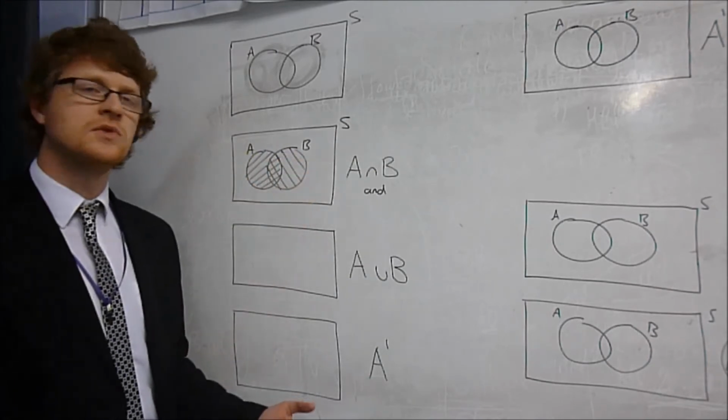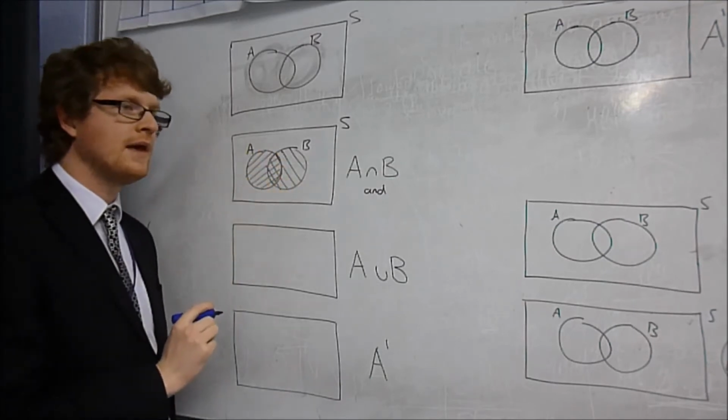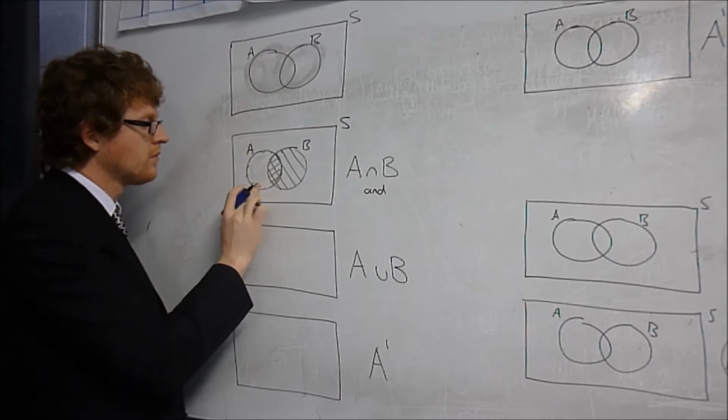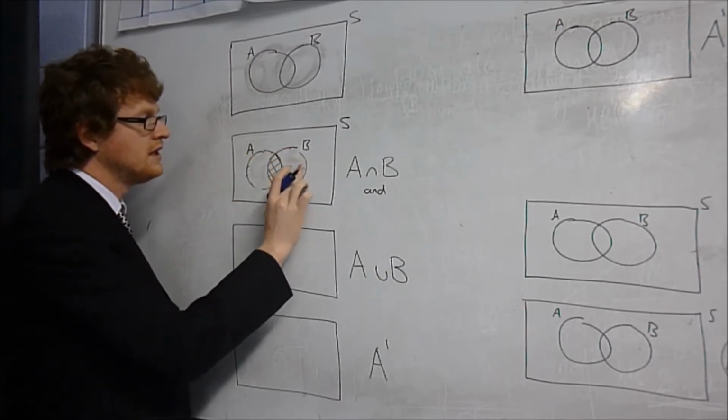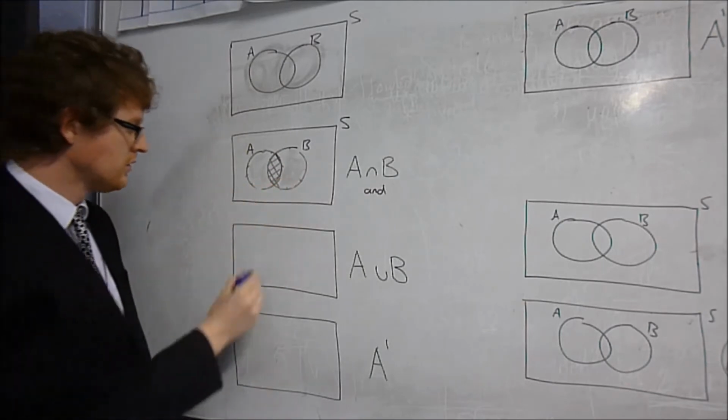And you can see why they'd use the word intersection. So where they intersect here, this bit is A and B. So if I get rid of these bits, which I'll use in a moment, what I'm left with is A intersection B, A and B. Okay, let's do another one.